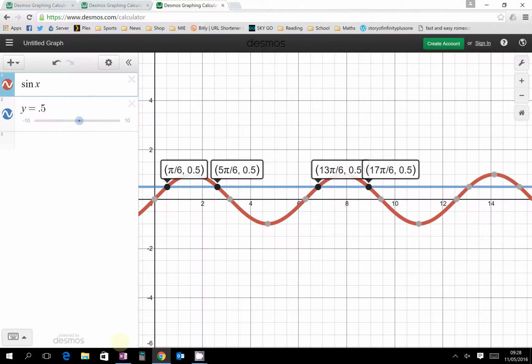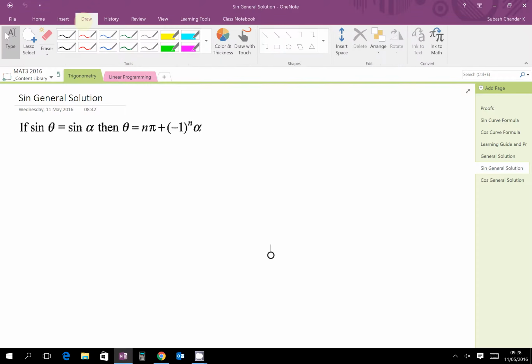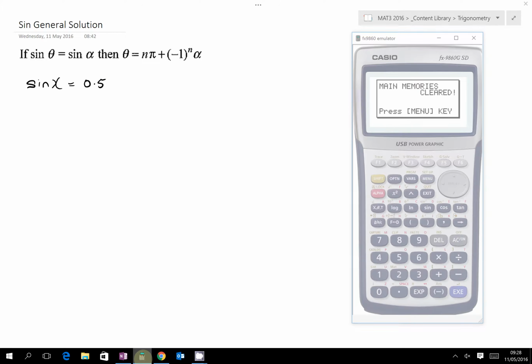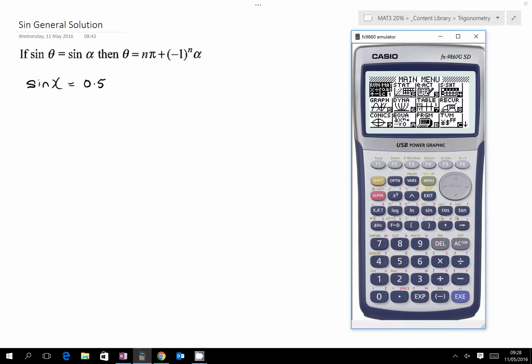So how to figure that out is this particular problem. I'm going to go back to here. All I'm trying to figure out is sine x equals 0.5. That's what I'm trying to figure out, right? Can I ask you guys to do this? In your calculators, when you switch it on, go into main menu and just go into run menu.